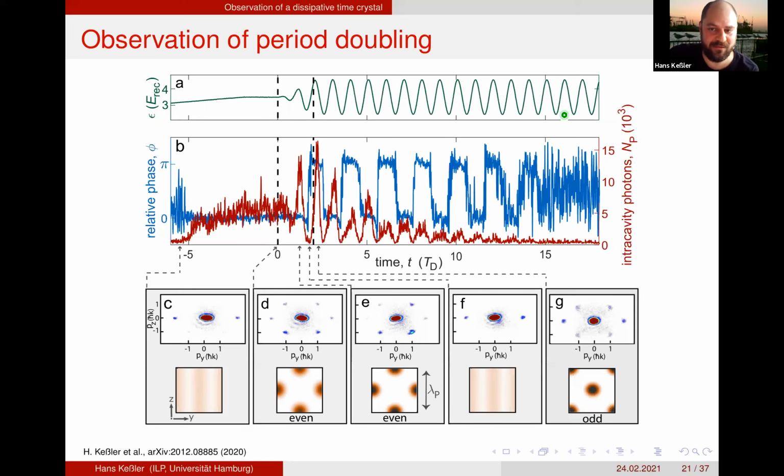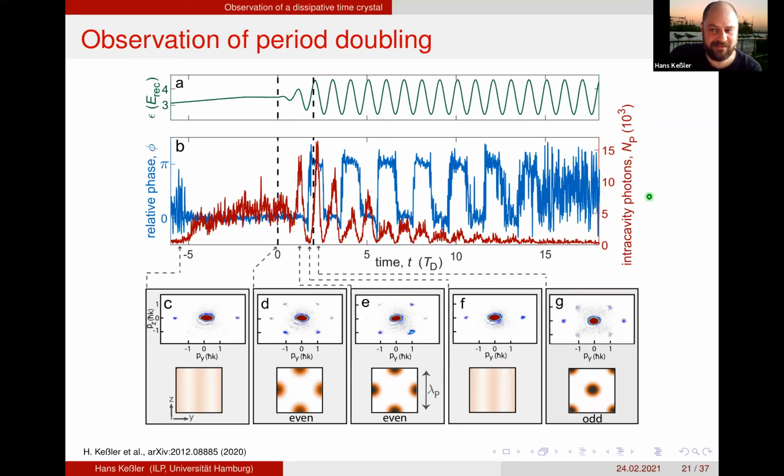If we continue this modulation, the system switches back and forth between these 2 symmetry broken states. And in the end, it repeats itself. We measure a phase difference of 0 again, and it's back in the even case after twice the driving period. Then we can observe this oscillation. So we observe a period doubling in our system.